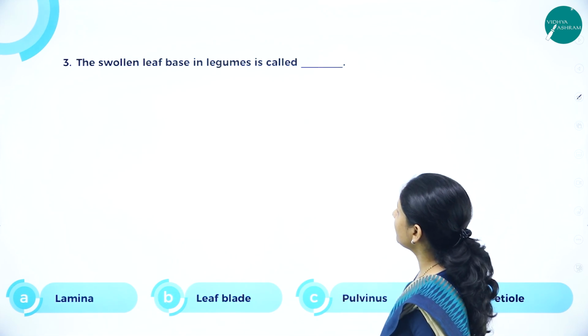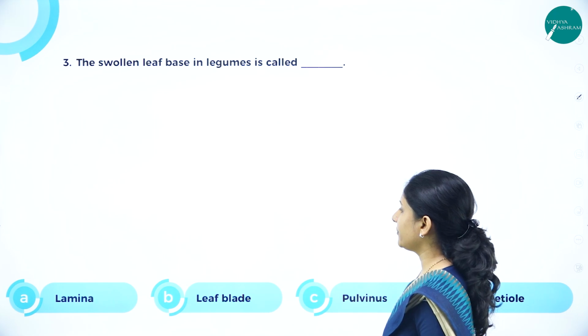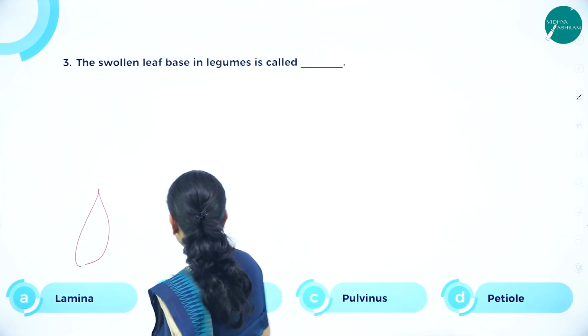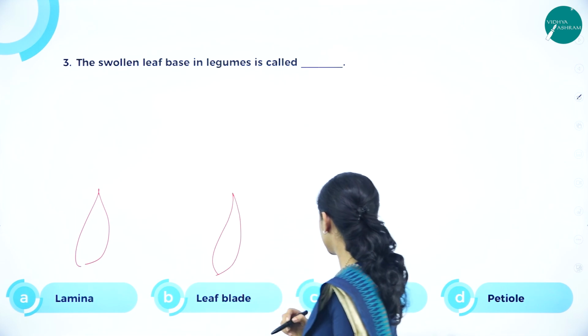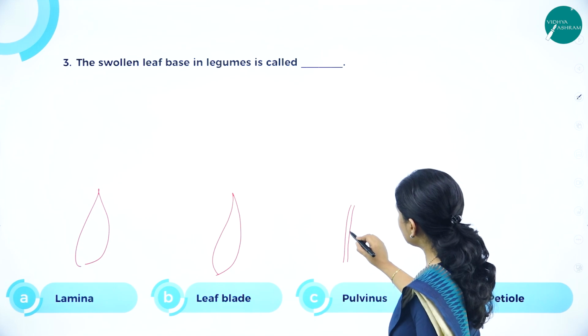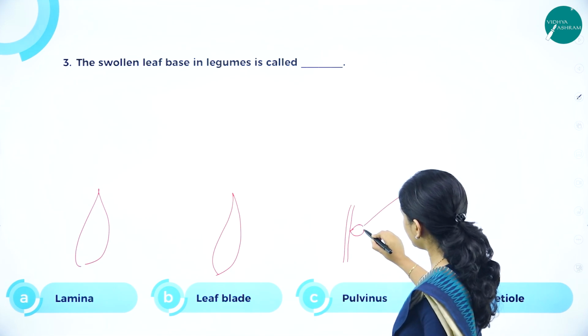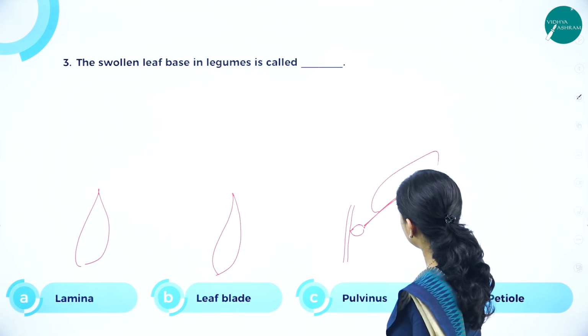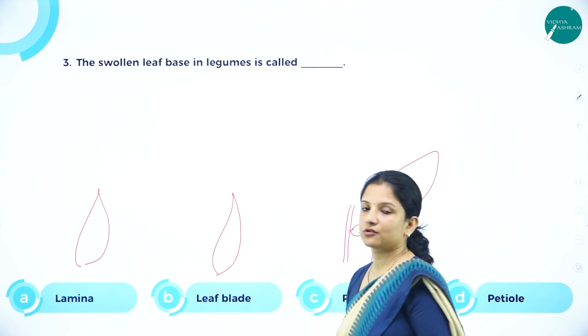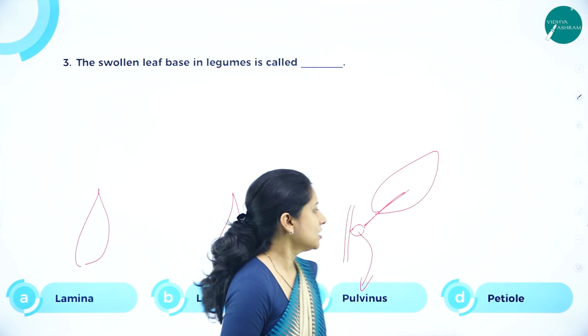Next, the swollen leaf base in legumes is called lamina. No, lamina is the entire portion of the leaf. Leaf blade is also the entire portion of the leaf. Pulvinus. Pulvinus is the right answer because in the leaf base, where the petiole arises, sometimes it will be swollen like this and then the leaf will form. So, this is the pulvinus. The swollen leaf base is called the pulvinus. The right answer is pulvinus.